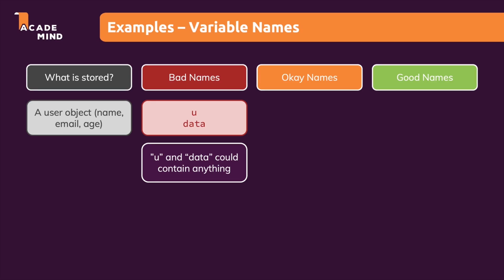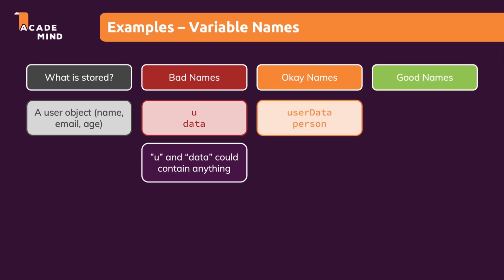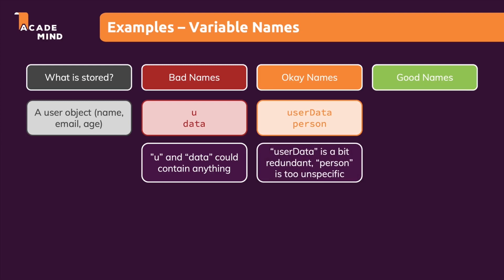Names which are okay could be user data instead of just data, or person. The problem with user data is that it might have some redundant information attached to it. I mean, if we have a user object, it's clear that it contains data about that user, so we probably don't want to name the variable user data. And for person, that might be too unspecific. It can make sense. I will not say that it's always wrong, but often you might be working on a customer, or on an author, or an instructor, or an administrator. So maybe you want to use these specific versions then.